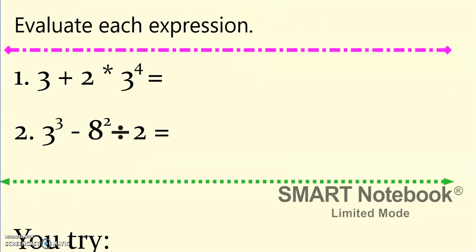Let's evaluate these 2 expressions together, and then you are going to try out 3 on your own. The first one says 3 plus 2 times 3 to the 4th. Again, we want to work with our order of operations. PEMDAS, please excuse my dear Aunt Sally. So, do we have any parentheses in the first one? Nada. So now we move on to exponents.